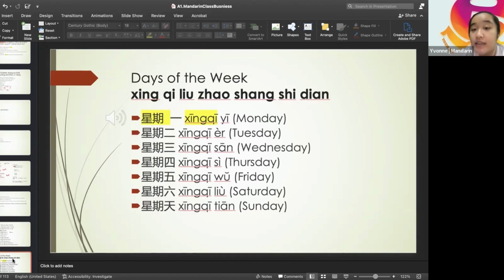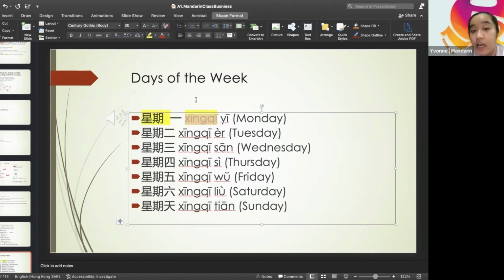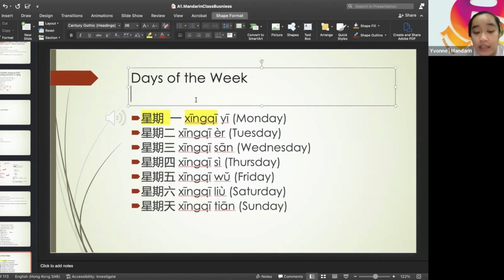Okay, so now the word you need to know is 星期. 星期. There are places and people that use 周. 周, this word. 周 or 星期, both mean week, okay, the week.